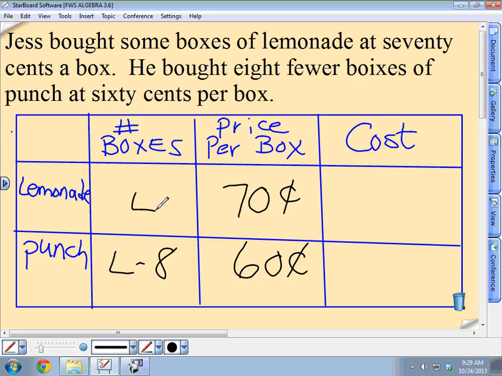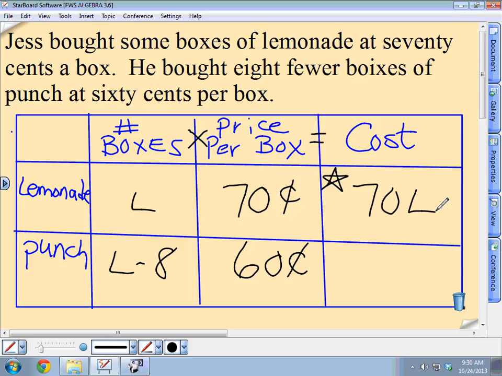Hojin, how will I figure out what the cost is? How do I fill in this box right here? What's the cost of the lemonade? If we take our number of boxes times our price per box, it'll give us our cost. 70L. Good. I was a little confused when she said the L because I used an X in mine, but I understand why you use L, because lemonade. So that's fine.